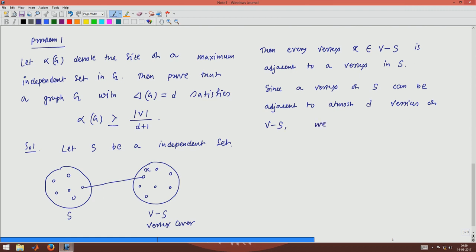Thus, we have cardinality of S into d, because there are |S| many vertices here, and for each vertex in S there could be at most d vertices adjacent to it in V minus S. So, that is why cardinality of S into d is greater than or equal to cardinality of V minus S.